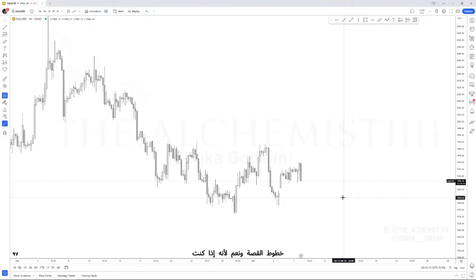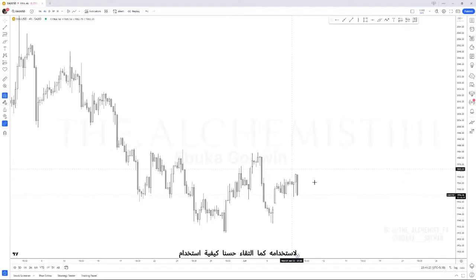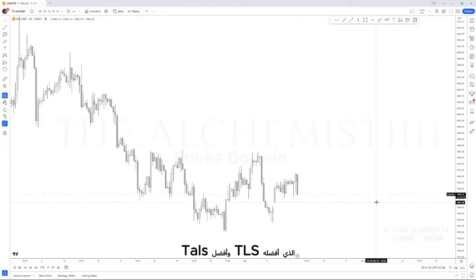So mainly storylines, because if you master storylines, you wouldn't need anything else, not even trend lines. But later I'll show you how to use trend lines as the direction. For now, I'll show you how to use them as confluence, the different types of TLs, the best TLs that I prefer using, and all that stuff.